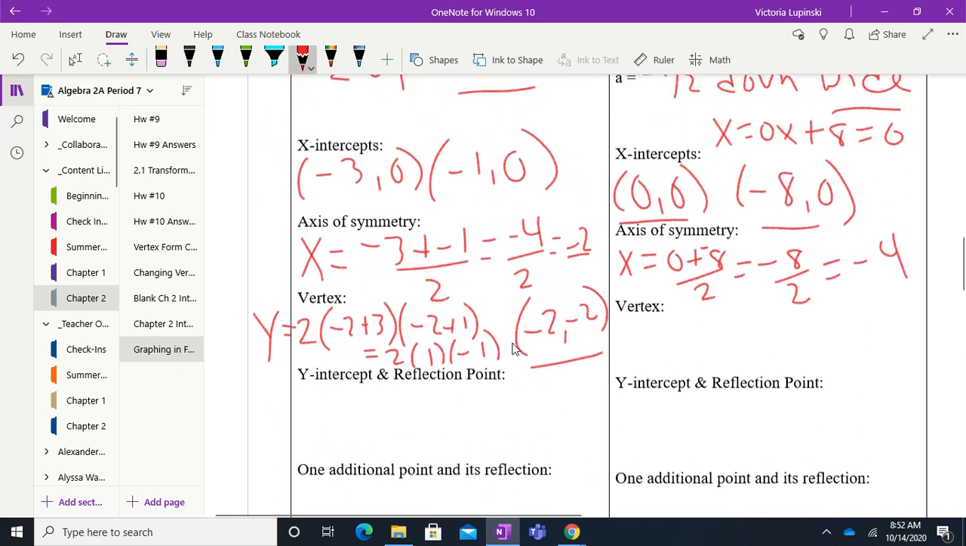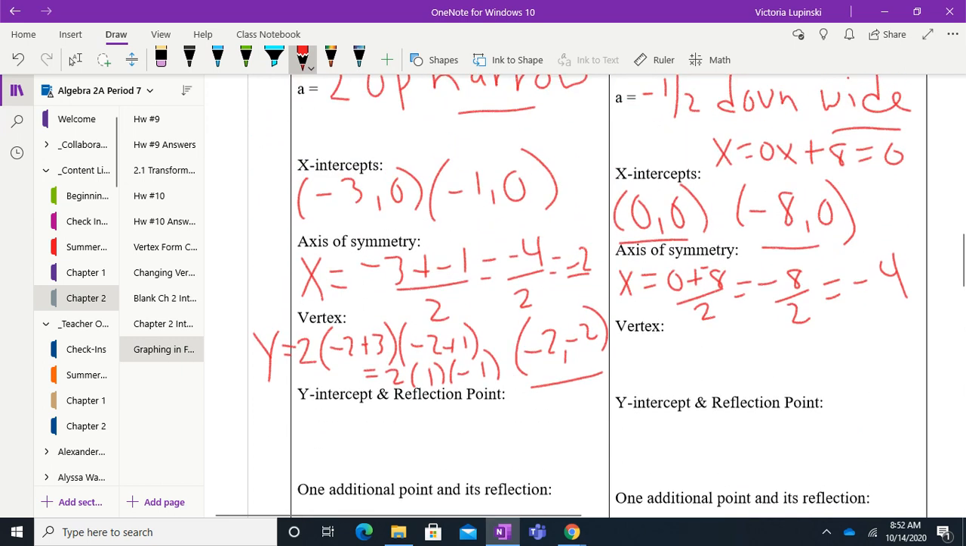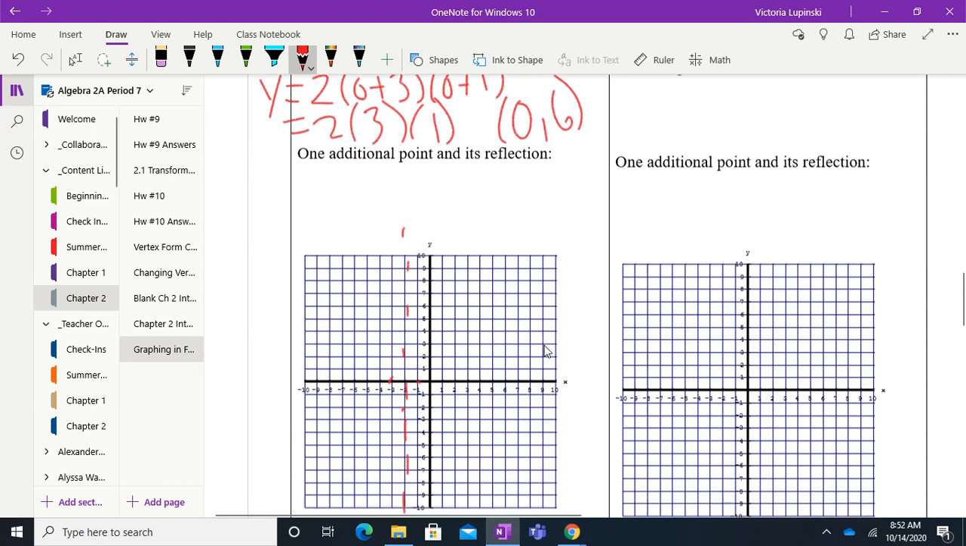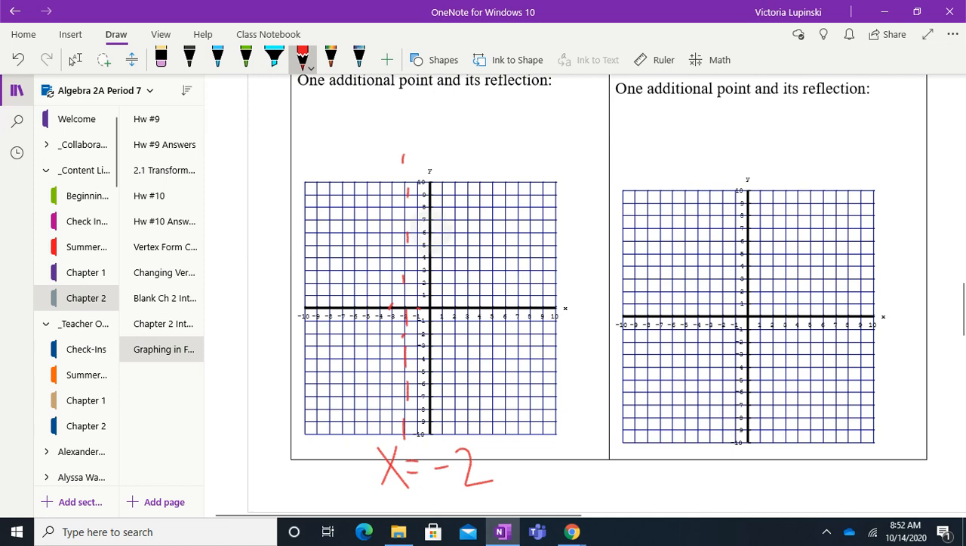To find the y-intercept, remember, you're going to plug a 0 in for all of the x's. So that is going to be y equals, don't forget the 2, (0 plus 3), (0 plus 1). That's going to give me 2 times 3 times 1. That's going to be the point (0, 6). So bringing up my graph here, the point (0, 6) is going to be a point on the graph.